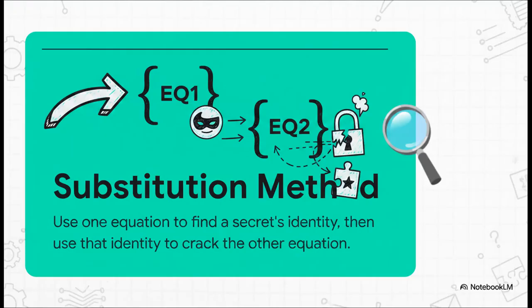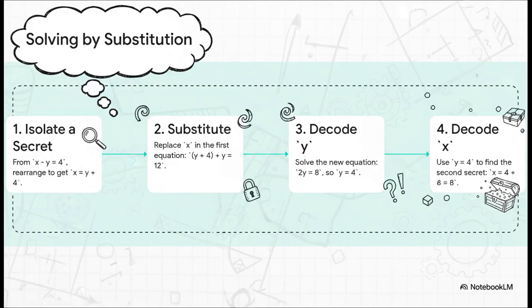The whole idea is this. We're going to rearrange one of the equations to define one variable using the other one. It's like we're creating a disguise for it. And once we have that disguise, we can substitute it into the second equation. This one move makes one of our unknowns just vanish, leaving a way simpler puzzle for us to solve. Let's walk through it together.